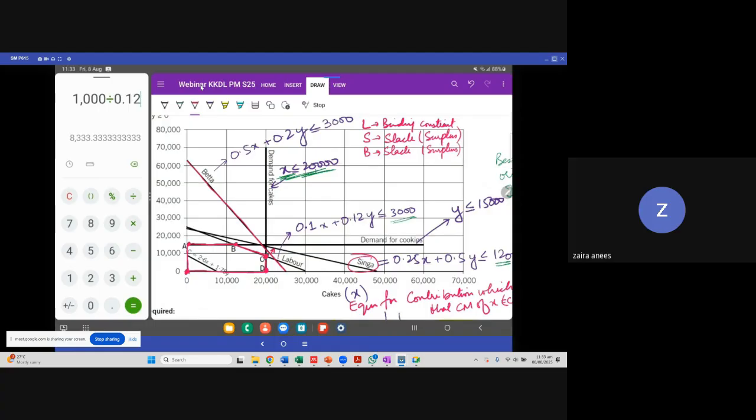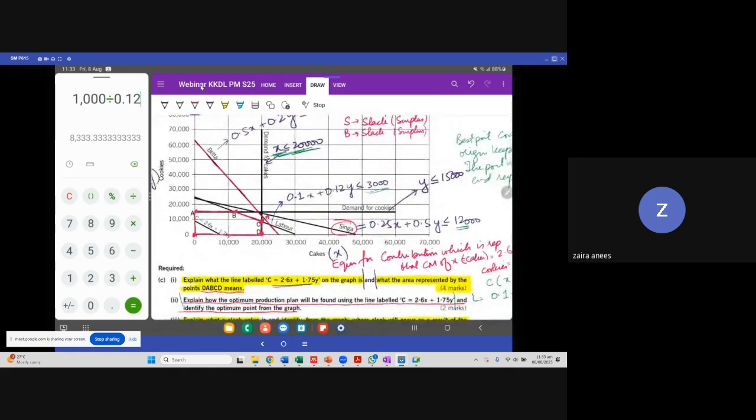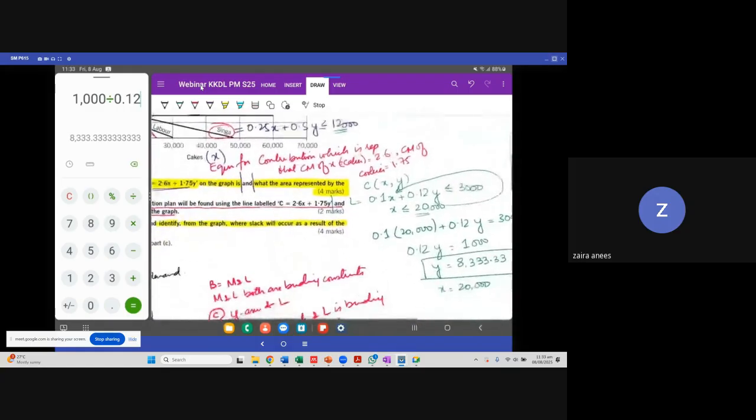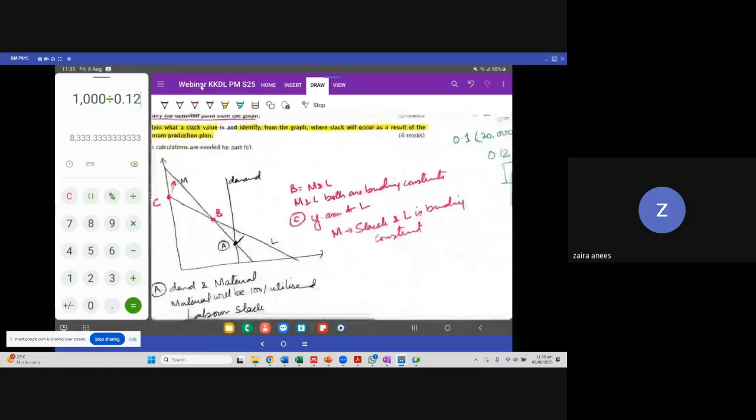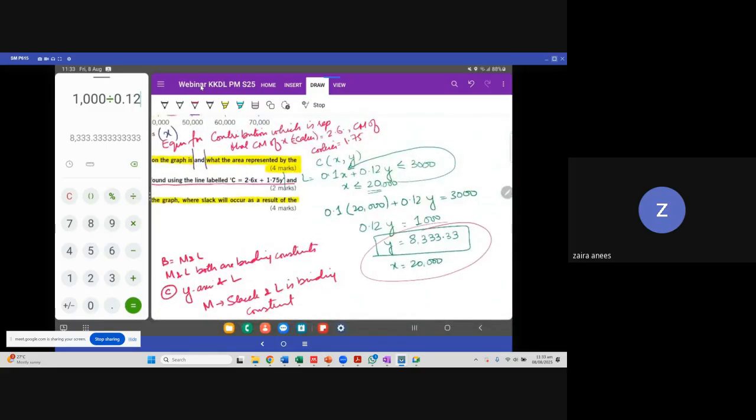So if someone asks what you mean by slack, slack means that at the solution this resource will be available in extra quantity, that we will still have some extra quantities of that raw material. In this case, since sigma and beta are both above the solution point, there will be surplus capacity. And if you try to identify this by using equations, you can do the same thing with an equation. So what is the solution we got? y is 8,333.